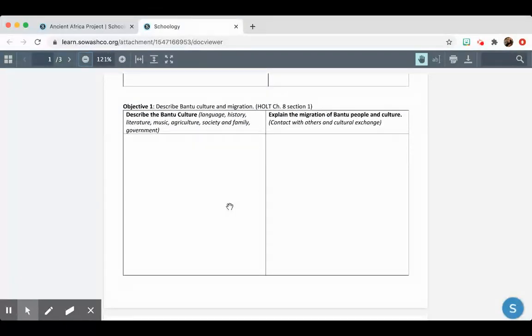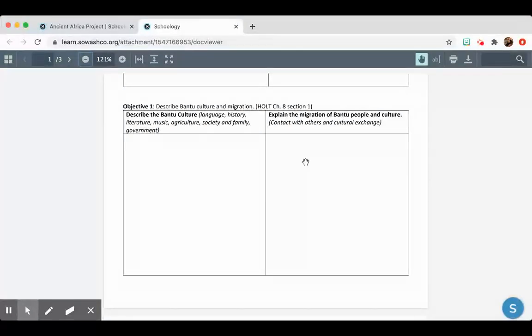Then, each objective is broken down into certain boxes. Objective number 1 is worth 5 summative points. And objective number 1 says to describe Bantu culture and migration. You have 2 boxes that you will need to fill out. The first one on the left is to describe Bantu culture. I am looking for information about their language, history, literature, music, agriculture, society and family, and government. Then on the right, you will explain the migration of the Bantu people.